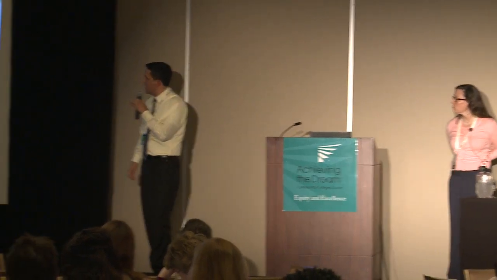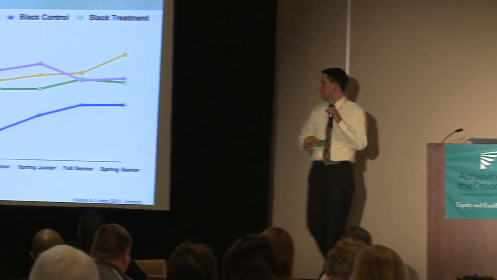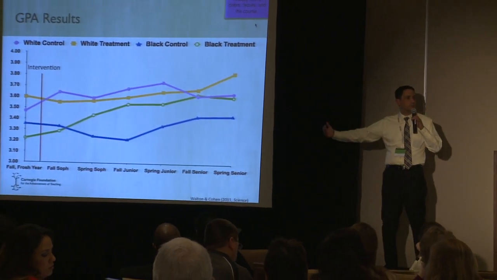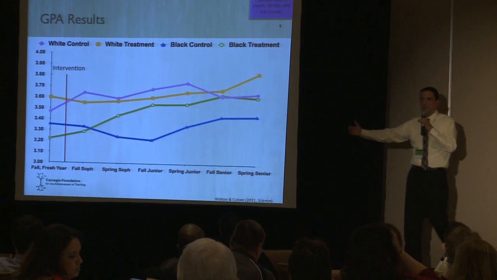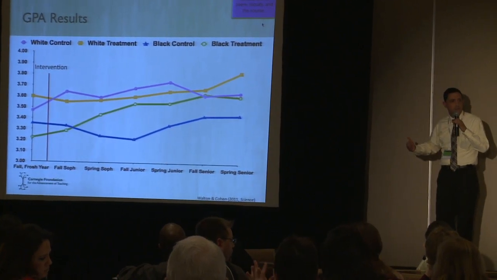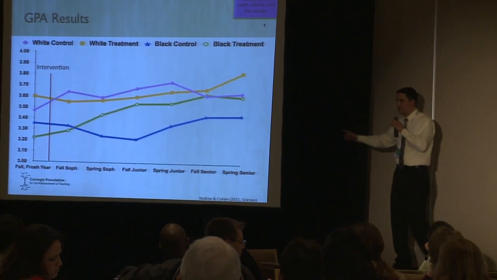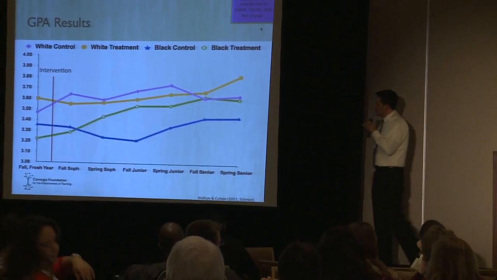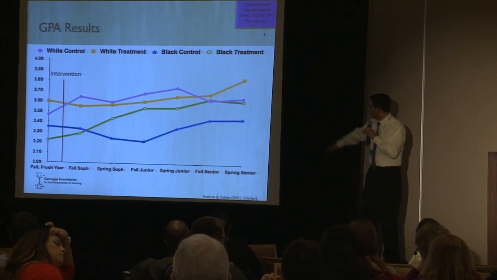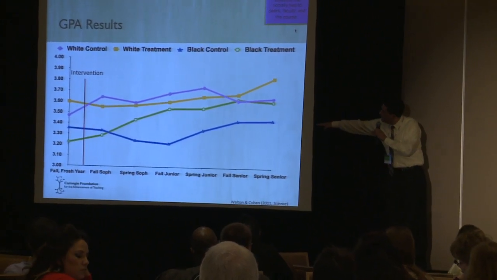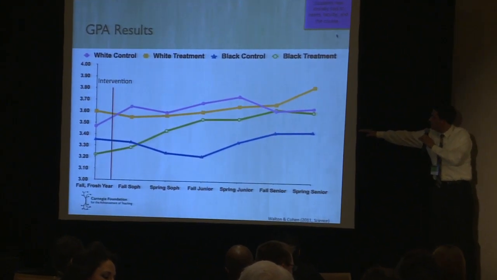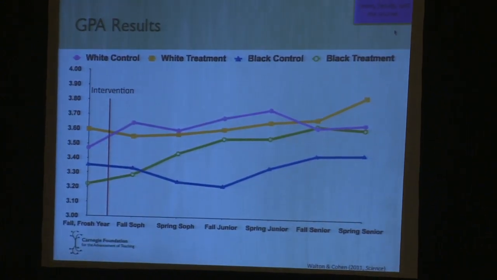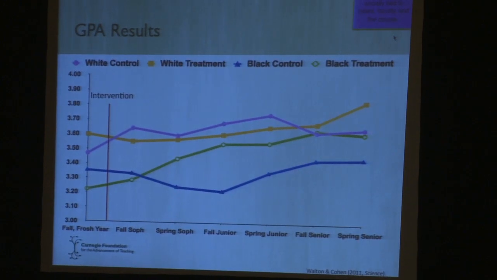On the y-axis, you see GPA. On the x-axis, you see grades over time, starting on the left with freshman year grades, ending on the right four years later, so this is longitudinal data, with senior class grades. So the blue, which is about the level where my arm is, is the black control group, black students who were in the control group. In other words, they didn't receive these messages, they didn't see the summary statistics, they didn't get this message.